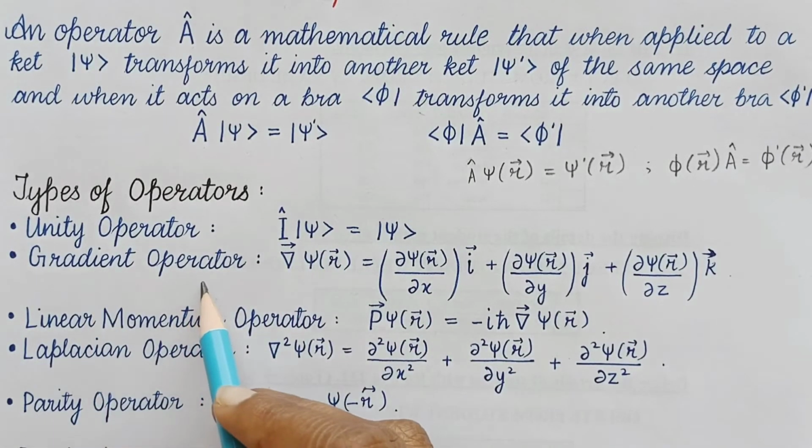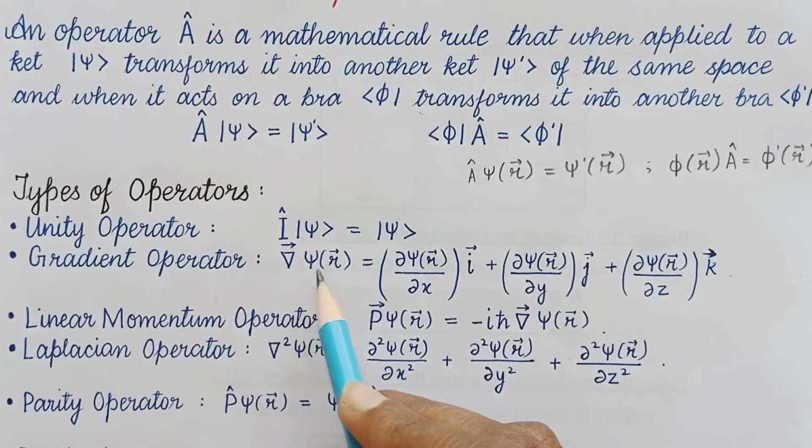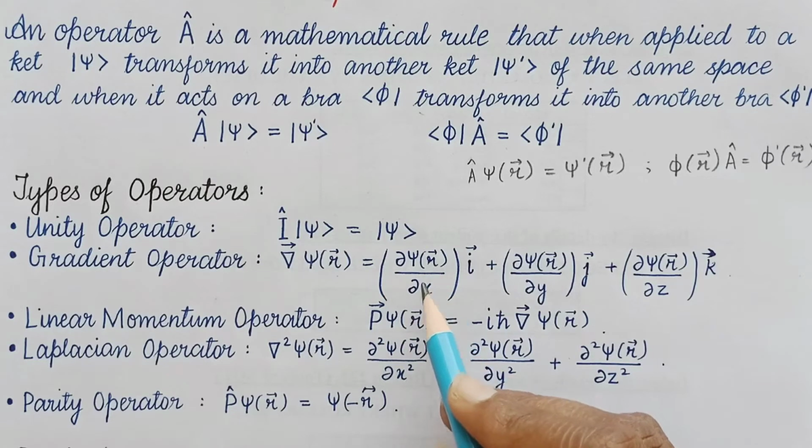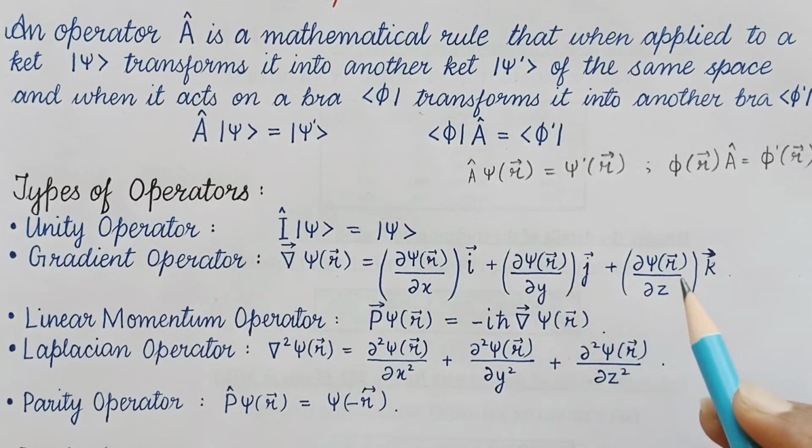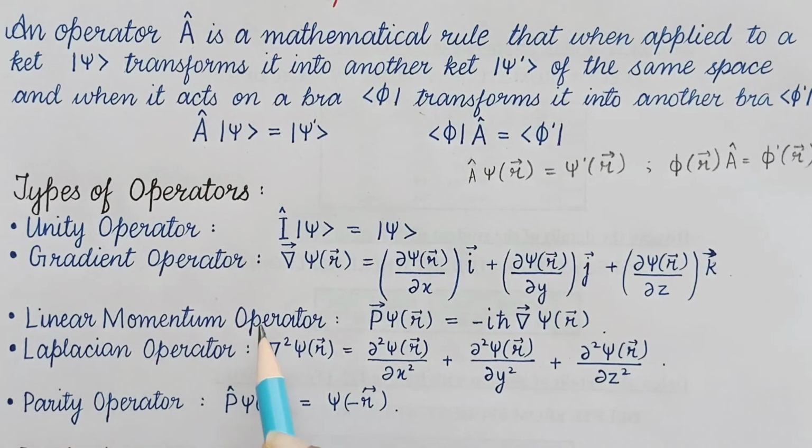Now the gradient operator, that is del psi of r gives del psi of r upon del x i vector plus del psi of r upon del y j vector plus del psi of r upon del z k vector. So this was the gradient operator. We have gone through all these under quantum mechanics in the UG classes. You must be aware of this. Now the linear momentum operator, we represent linear momentum with capital P. So P vector psi of r gives minus iota h cross del psi of r. So here psi of r is the same and here is the value of P.